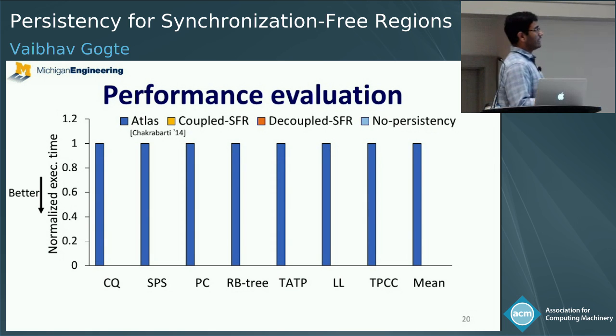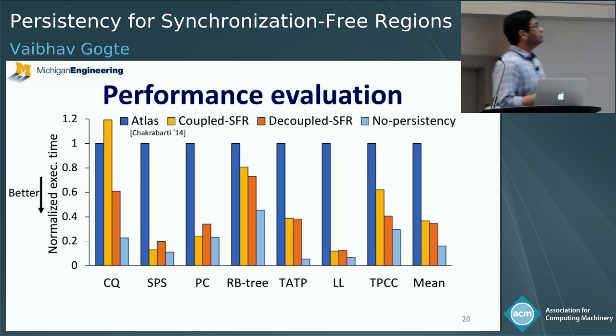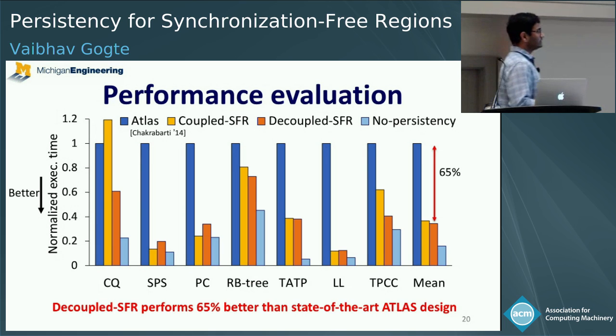On the rightmost side, I am also showing you a design point for no persistency, which does not enable any recovery guarantees in case of failure. I'm showing you this design point because this is the lower bound on execution time that our implementations can enable. So as compared to Atlas, we perform 65% better. And this is for two key reasons.